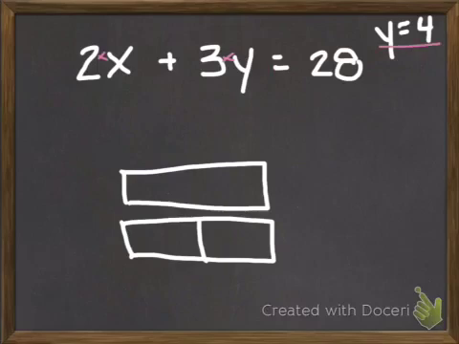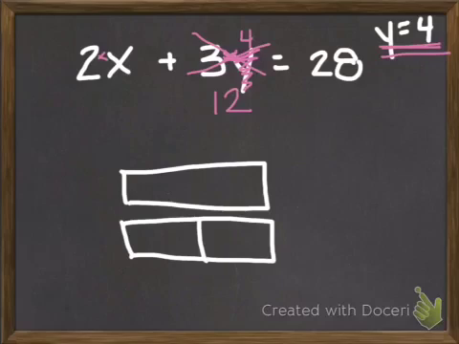As you can see over here on the side, I've told you that y equals 4. The first thing I like to do is trade the y out for what it is. It's 4. And I can see here that this was 3 times y, so that's the same thing as 3 times 4. And I know that that's 12. So now this part becomes 12. So now I have 2x plus 12 equals 28. And that's a little bit easier for me to look at.